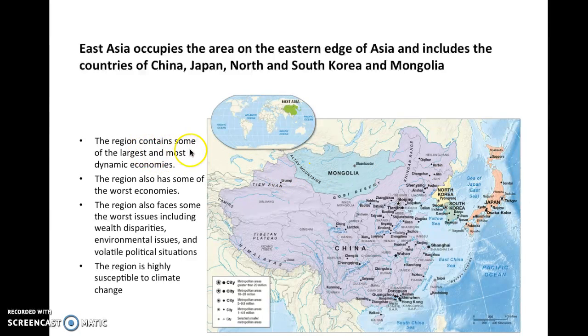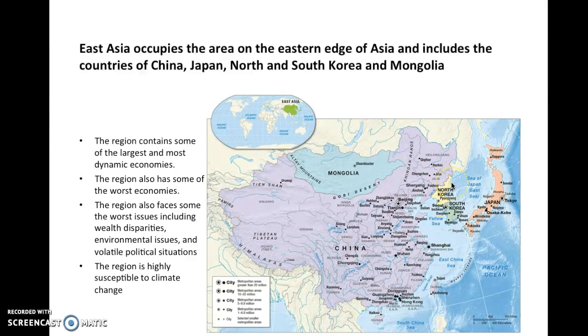So the region contains some of the largest and most dynamic economies in the world: South Korea, Japan, China. And the region also has some of the worst economies: Mongolia and North Korea. The region also faces some of the worst issues, including wealth disparities. 600 million Chinese live on less than $1 a day.